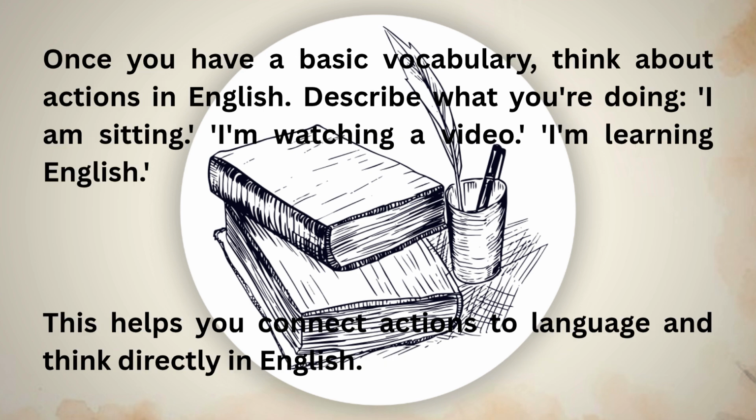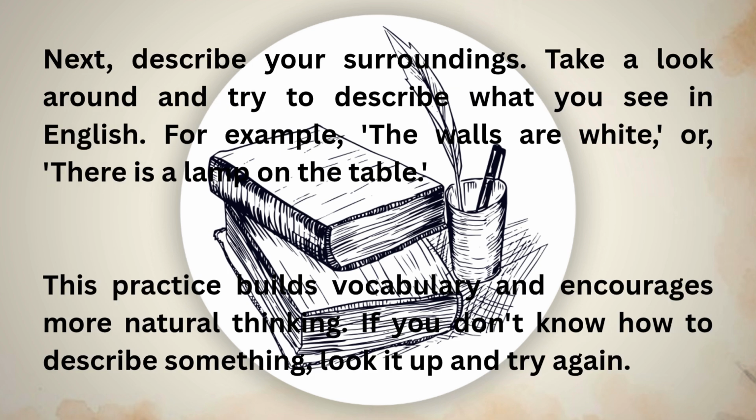Once you have a basic vocabulary, think about actions in English. Describe what you're doing. I am sitting, I'm watching a video, I'm learning English. This helps you connect actions to language and think directly in English. Next, describe your surroundings. Take a look around and try to describe what you see in English. For example, the walls are white, or there is a lamp on the table. This practice builds vocabulary and encourages more natural thinking. If you don't know how to describe something, look it up and try again.